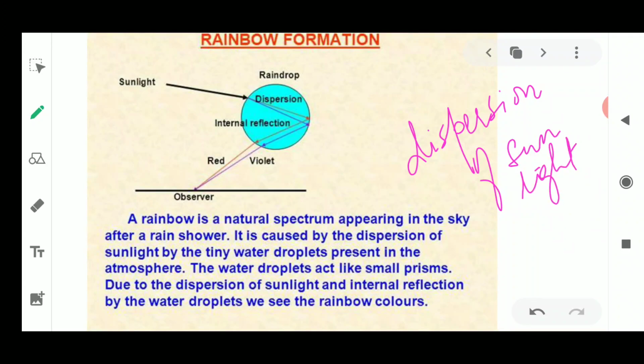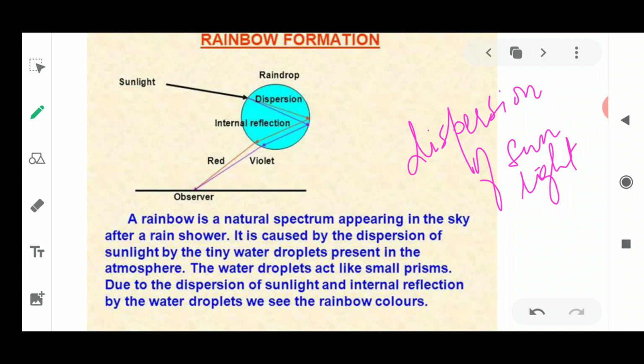When the rainbow has to form, it is formed due to the dispersion of sunlight by water droplets which remain suspended in the atmosphere after rainfall. Whenever rainfall happens, these droplets, which have not reached the earth's surface, are still present in the air. So what happens to these water droplets? They act like small prisms.